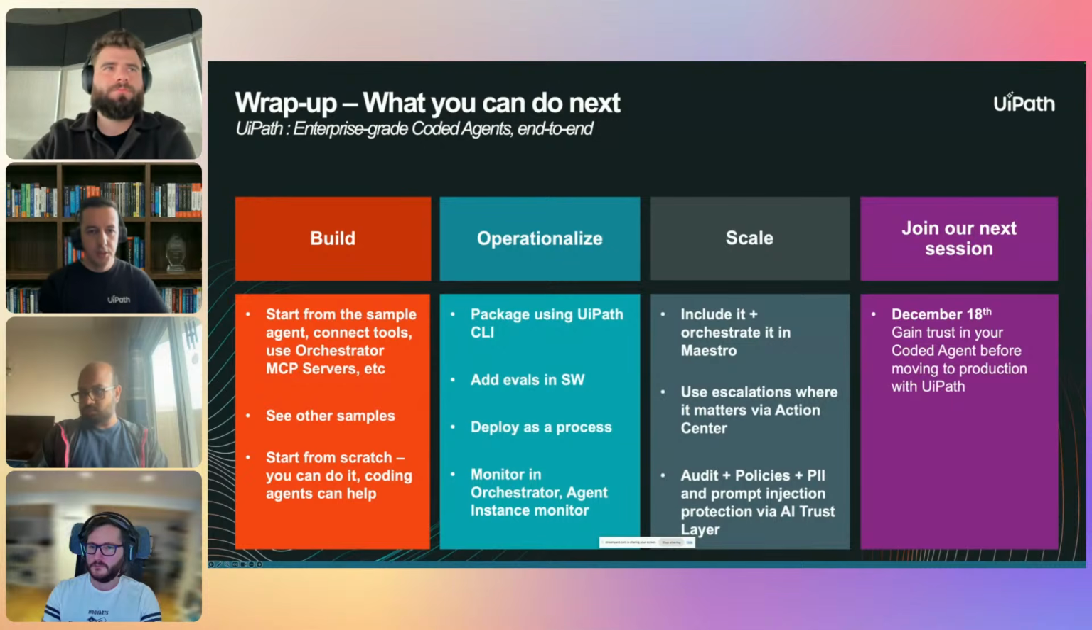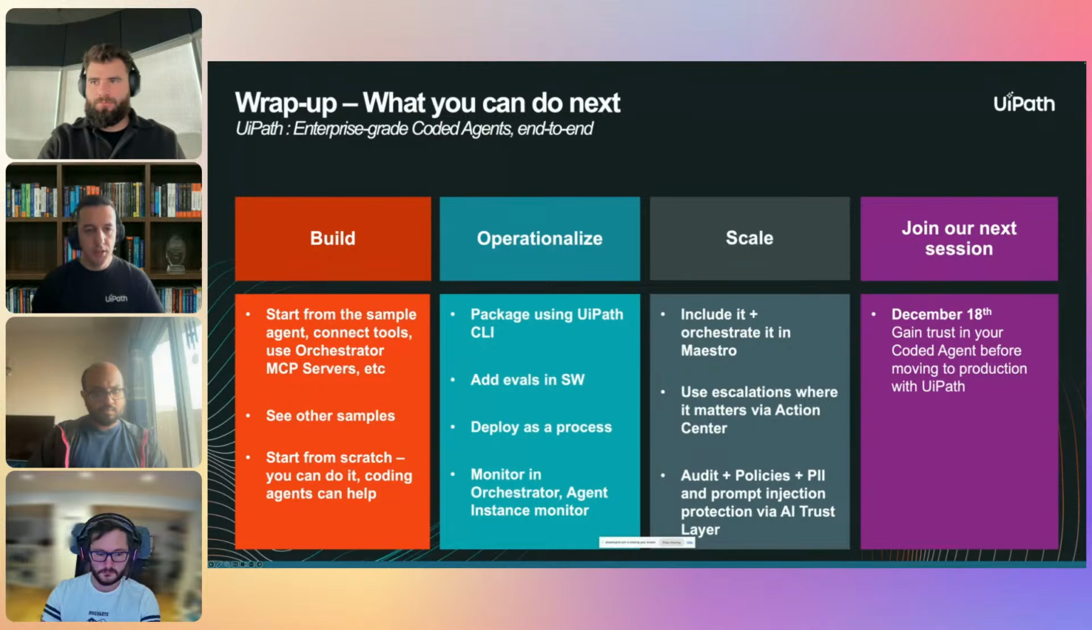All right, so where to next from here? The idea would be to start from samples, sample agents, some using tools, others just simple. We also shared an example of how you would use orchestrator MCP servers. There are plenty of other examples on the web as well. You can also start from scratch, and I'm sure you can do it. But if not, coding agents can help, the likes of Claude Code and whatnot. Then consider operationalizing your agents once you see it brings you value. So using the UiPath SDK in the CLI to package it.